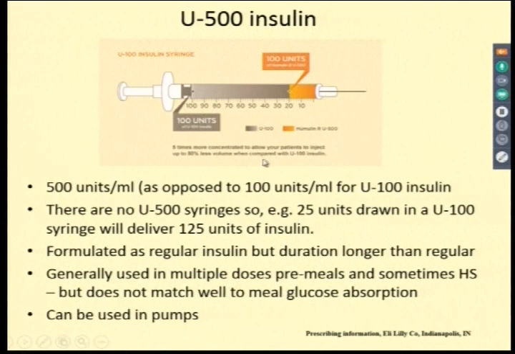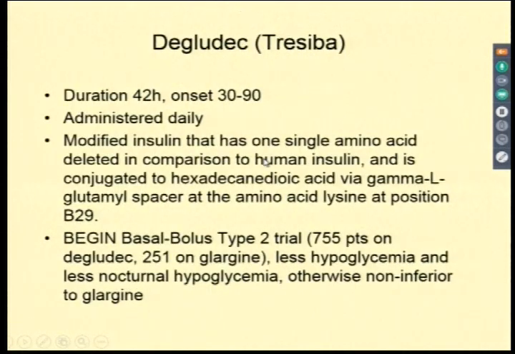And this is the new insulin degludec, duration 42 hours. Whoops, sorry. And basically it's a longer acting insulin. It's been modified and maybe gets less hyperglycemia based on the manufacturer's trial. Again, something just new, and we're going to have to see what happens over time.